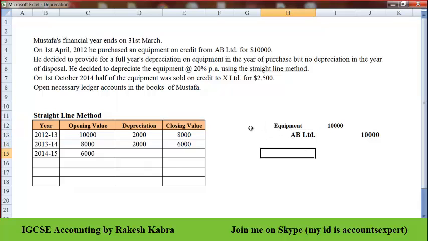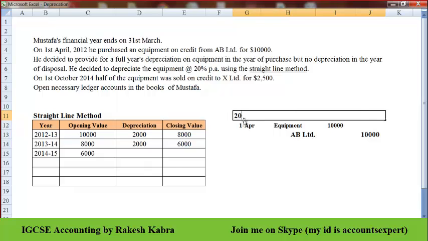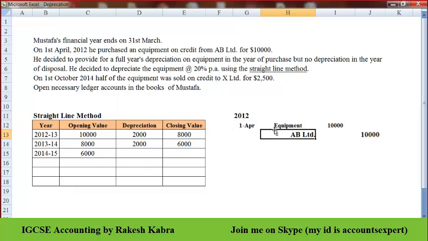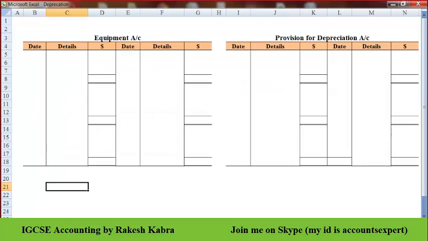Okay. And he bought this furniture on which date? April 1st, 2012. April 1st, 2012. Now see, in this entry what happened? Equipment account debited. So in the equipment account, posting will take place on the debit side. On the debit side I will write amount 10,000 and I will write the name of the opposite account, AB Limited. And I will put the date.